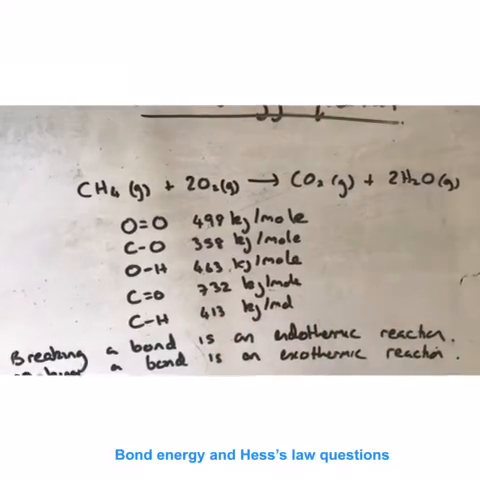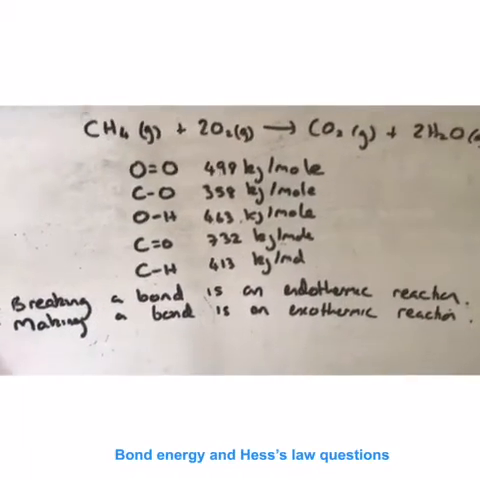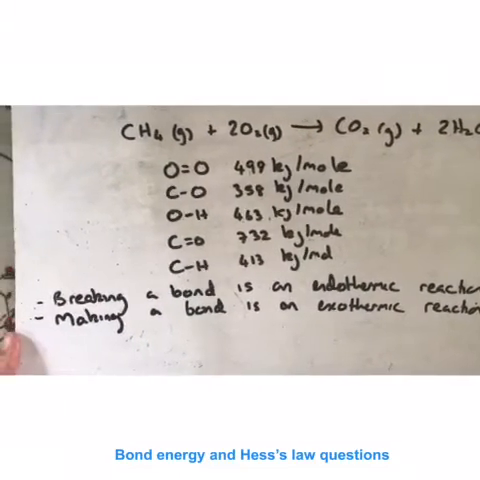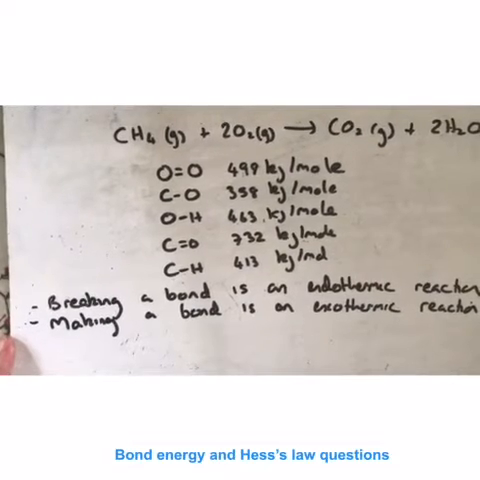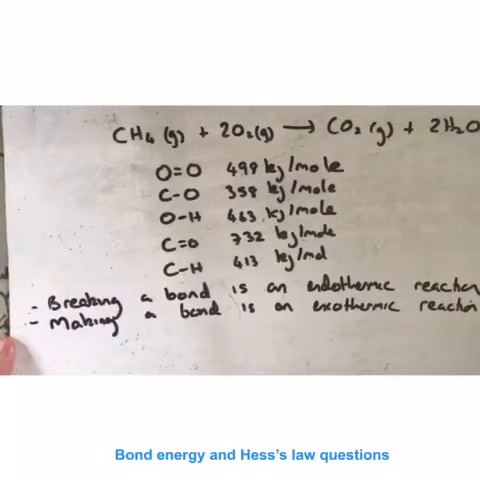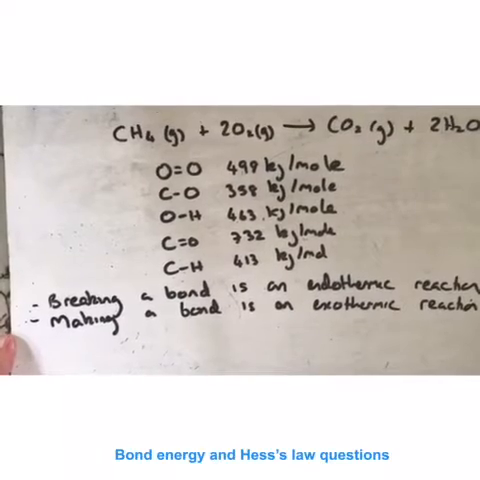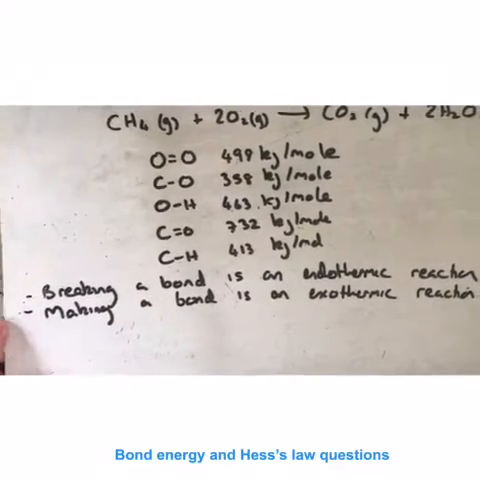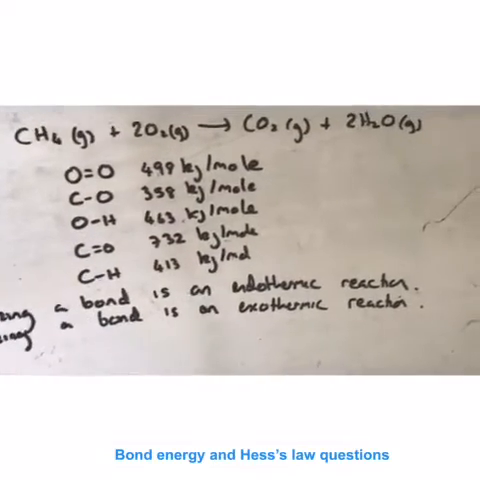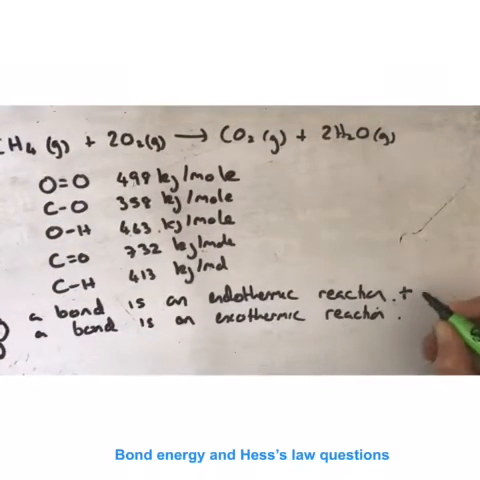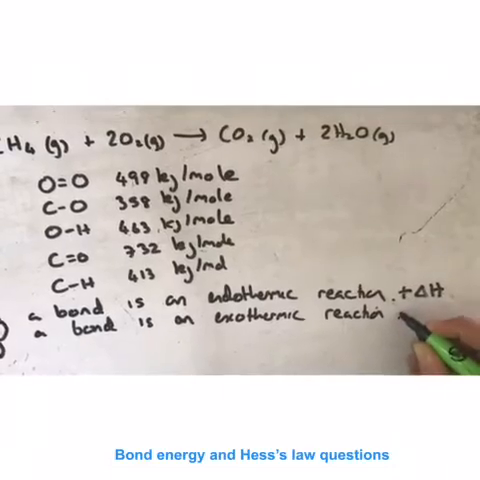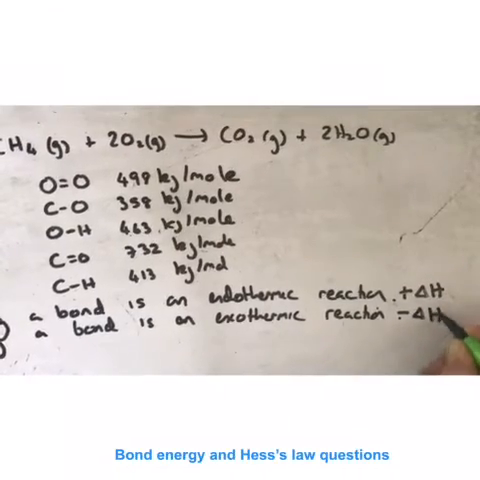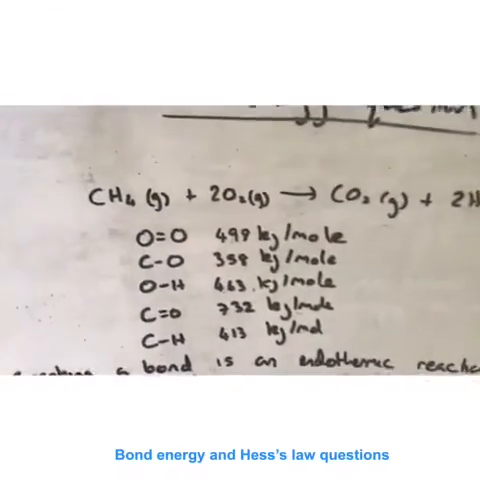Okay, so remember, the important thing to remember here, girls, is that to break a bond is an endothermic reaction that takes energy. That kind of makes sense. To break something will take energy. You have to use your muscles. Okay, to make something is going to release energy, so that's going to be an exothermic reaction. So remember, endothermic reactions, girls, will have a positive delta H. Exothermic reactions will have a negative delta H. Okay, so hopefully that's clear.